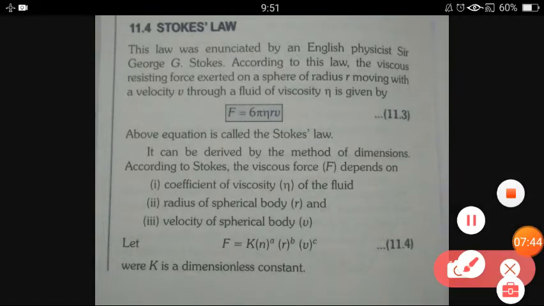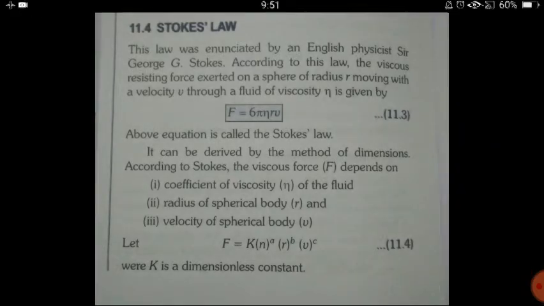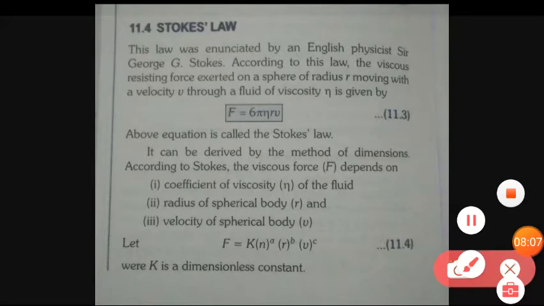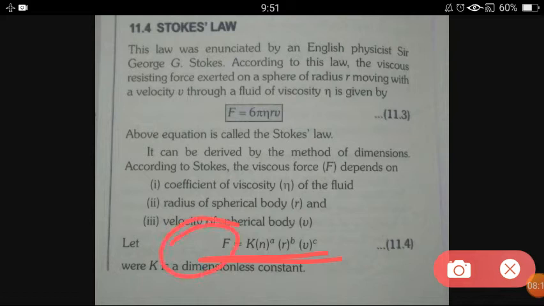After introducing the constant we get this equation: F equals k eta to the power a, r to the power b, v to the power c, where k is a dimensionless constant. Now we have to find the values of a, b and c. For that we will find the dimensional formula of all these different physical quantities, and after putting the dimensional formulas for force and for all these three quantities we will compare the powers on both sides.